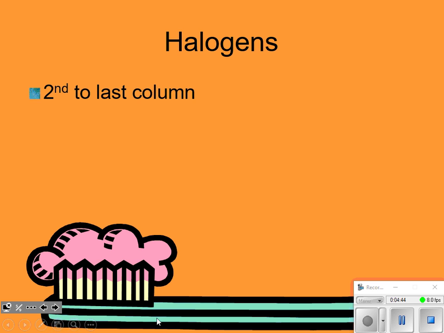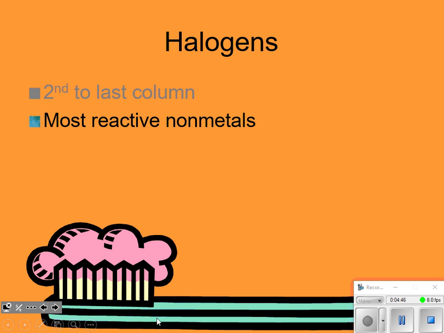So again, this is the second to last column of the periodic table. They are non-metals. One of the things I had to tell you last class, in order for you to do all the lab, is there is a staircase on the periodic table. Everything to the left of that staircase is a metal. Everything to the right is a non-metal.